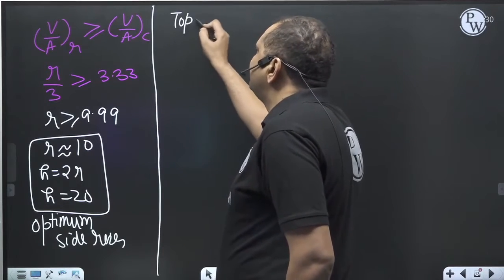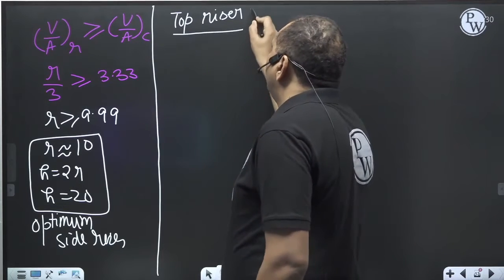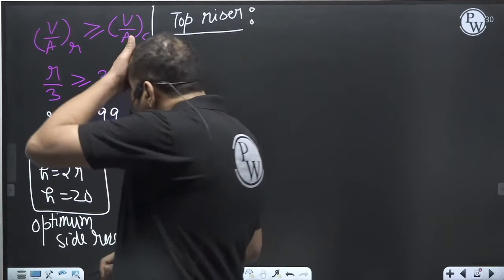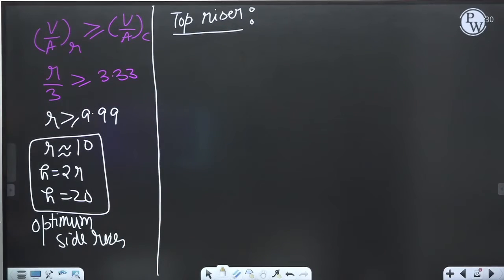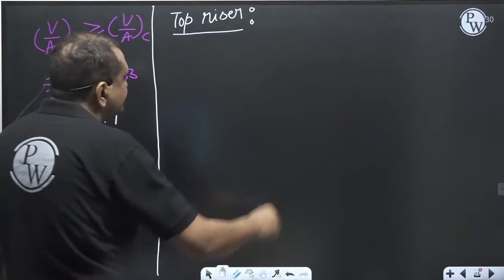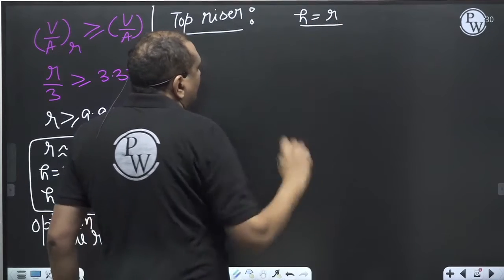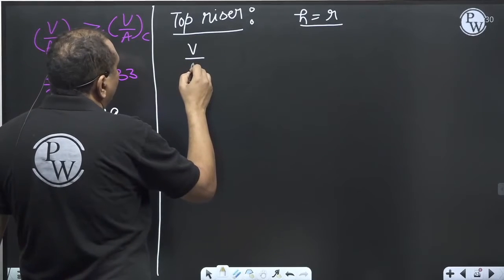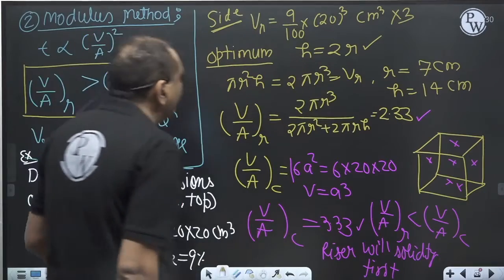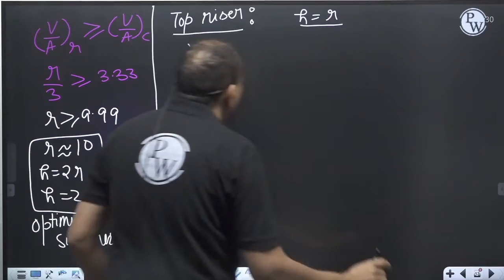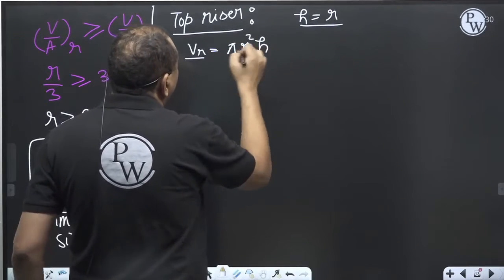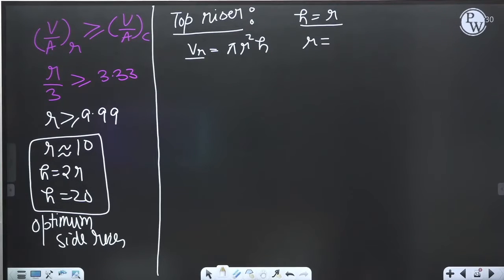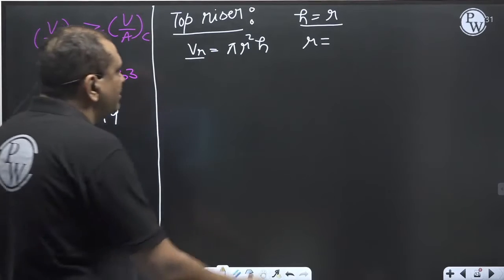Let us say if it is a top riser. In case of top riser, what we discussed? H is equal to R. So volume of riser, we have already calculated, no? This is the volume of riser, which should be equal to pi r square h. H is equal to r. From here you will calculate r. It is 8.82 centimeter.